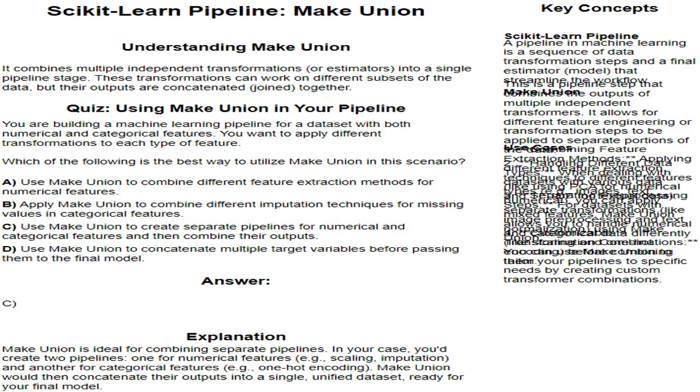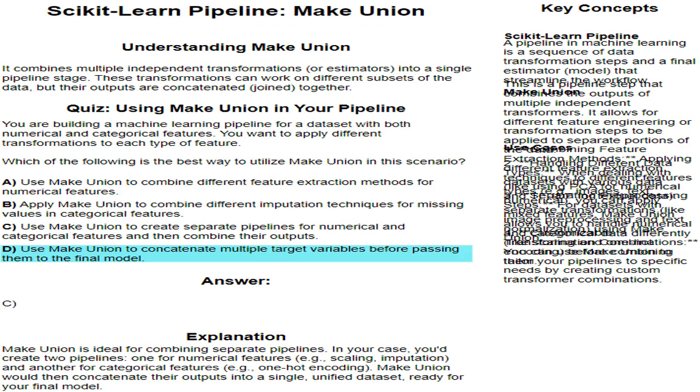You are building a machine learning pipeline for a dataset with both numerical and categorical features. You want to apply different transformations to each type of feature. Which of the following is the best way to utilize make union in this scenario? A: Use make union to combine different feature extraction methods for numerical features. B: Apply make union to combine different imputation techniques for missing values in categorical features. C: Use make union to create separate pipelines for numerical and categorical features and then combine their outputs. D: Use make union to concatenate multiple target variables before passing them to the final model.